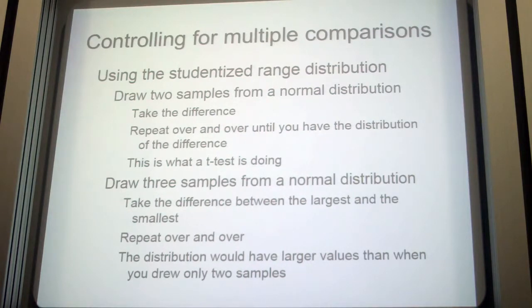So it's like doing a t-test, but you're saying, well, actually, we've drawn 3 samples or 4 samples, however many samples that you have. The distribution will have larger values and be wider the more samples that you get, simply because the chances of getting a particularly big one and a particularly small one increase just as you're getting more and more samples.